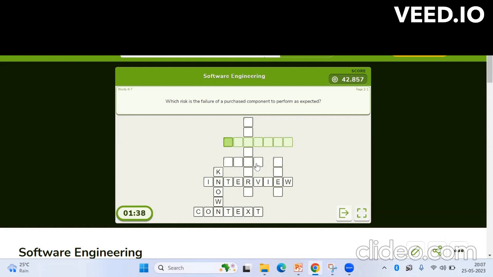So which risk is the failure of a purchased component to perform as expected? So this is again a type of risk. Okay, so there are different types of risk, like project risk, business risk, strategy risk, product risk, and here it is product risk.